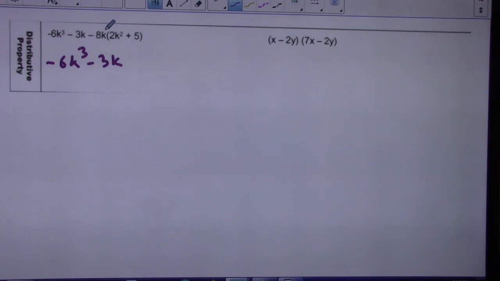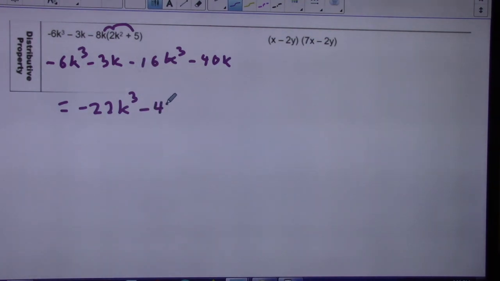Okay, so now the distributive property. If you distribute this here, you're going to get negative 16k cubed, right? And then you're going to get negative 40k. And if you combine the like terms, negative 6k cubed minus 16k cubed is going to be negative 22k cubed, is that right? And then you're going to have negative 3k minus 40k, so it's going to be minus 43k, right?